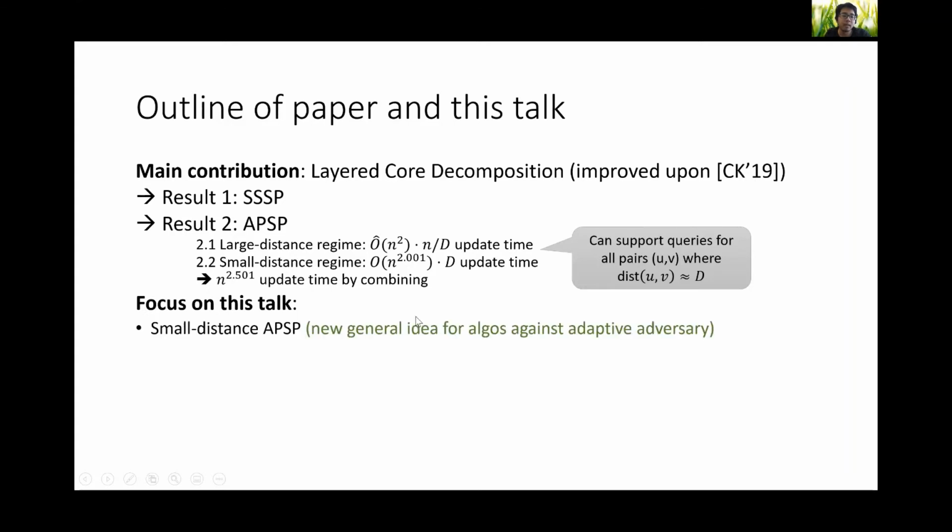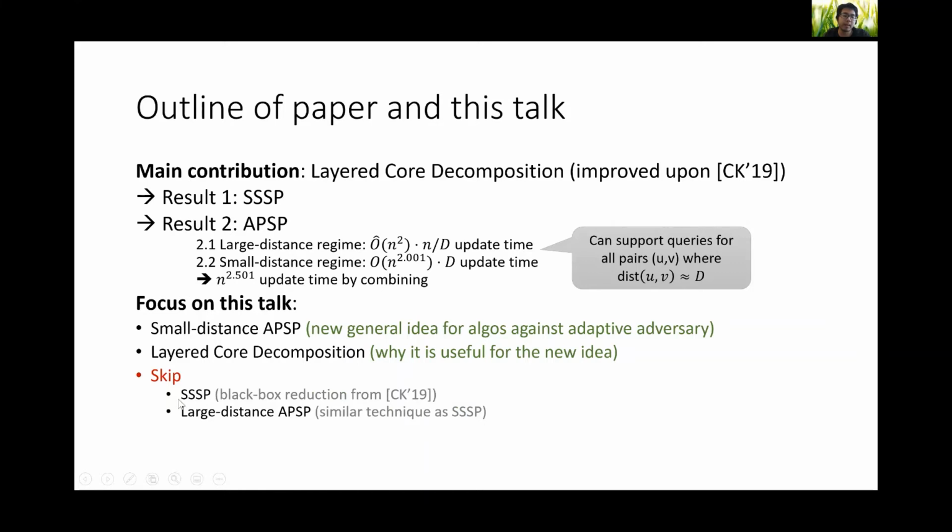Now in this talk, what I will tell you will be mainly about this part 2.2. This is because it used some new general idea for algorithm against adaptive adversary that might be more interesting for future work after this. And I will tell you also about the definition of layer core decomposition. I will motivate why it is useful for serving this new idea.